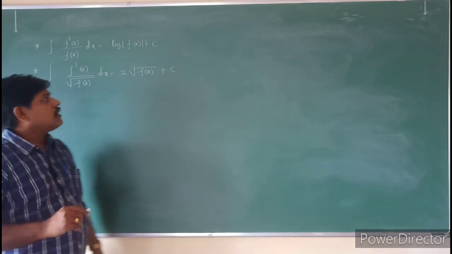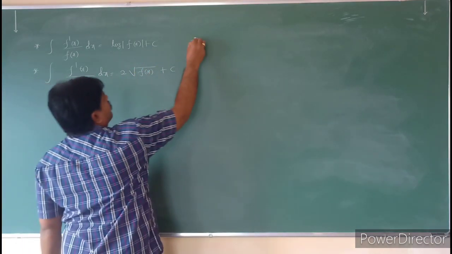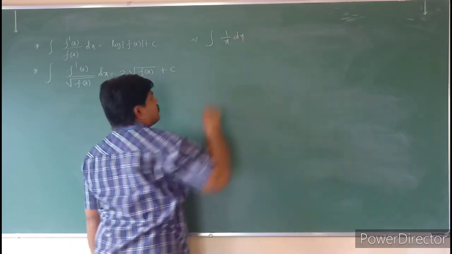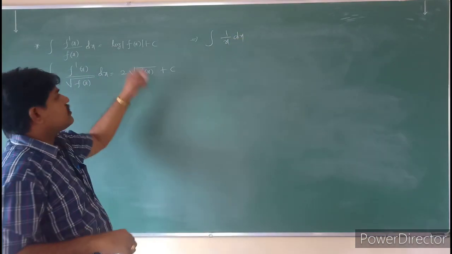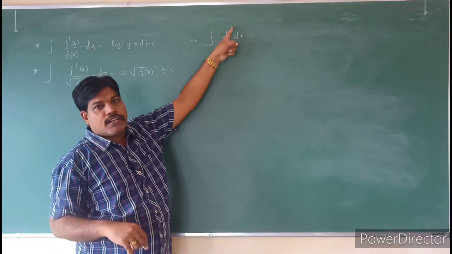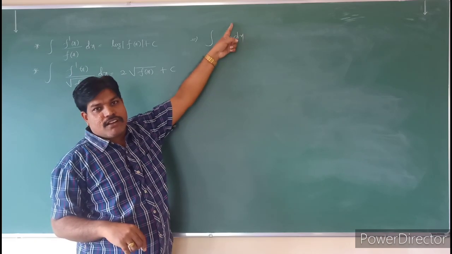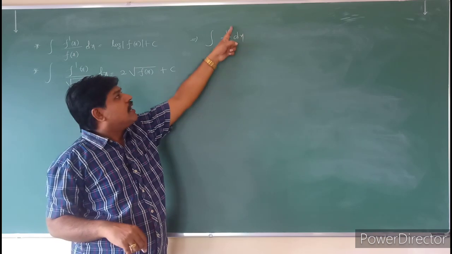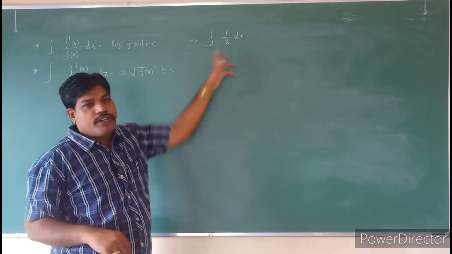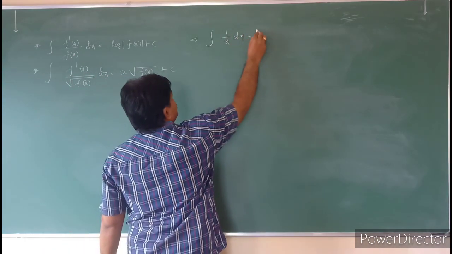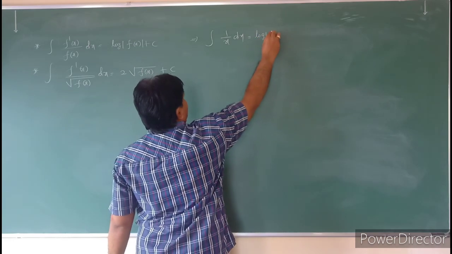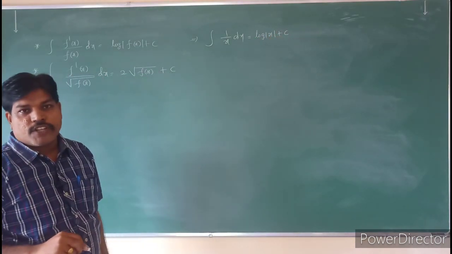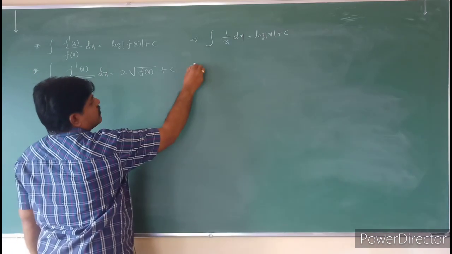Okay, see the example for this. Integral of 1 by x into dx. The derivative of x is 1, yes or no? So this is the form f dash of x by f of x into dx. So automatically the answer is log mod f of x, that is log mod x. I hope you understand that. So see this.